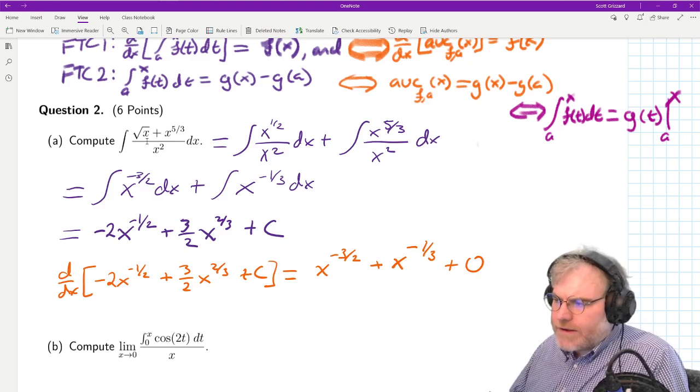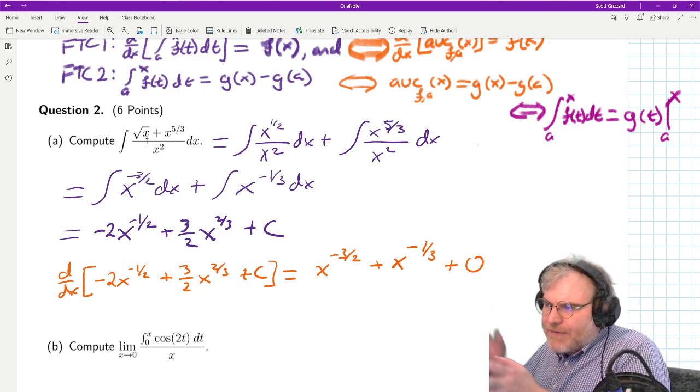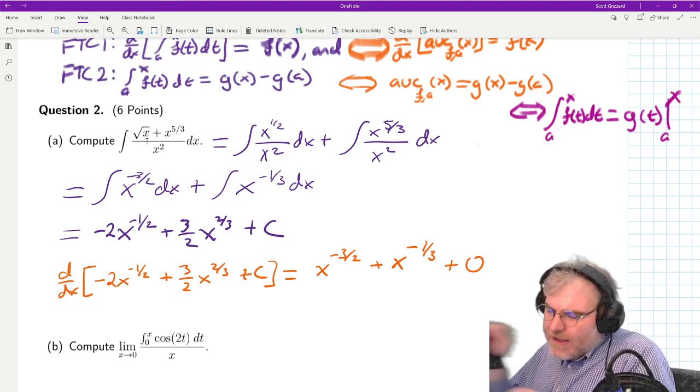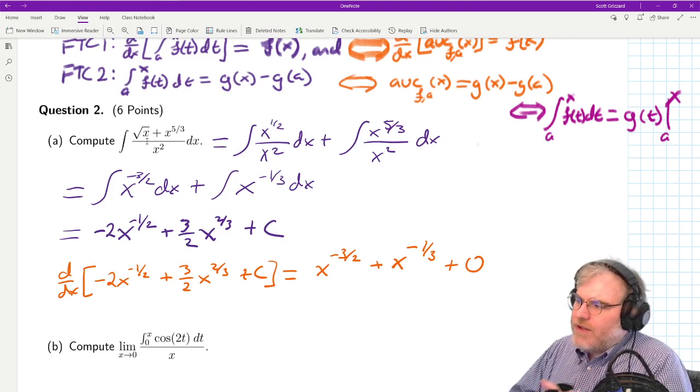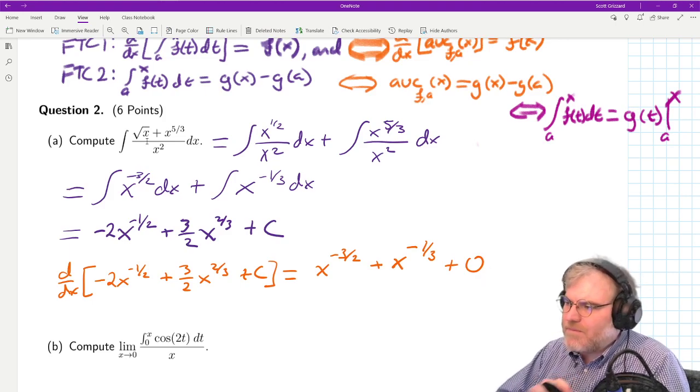Integrals is a bit of an art, right? You need to break things up. You need more strategies. You have to play with them. But these are the first ones. And the first thing you want to do, if it's not on your table list of integrals, is break it up. So that's what we did.